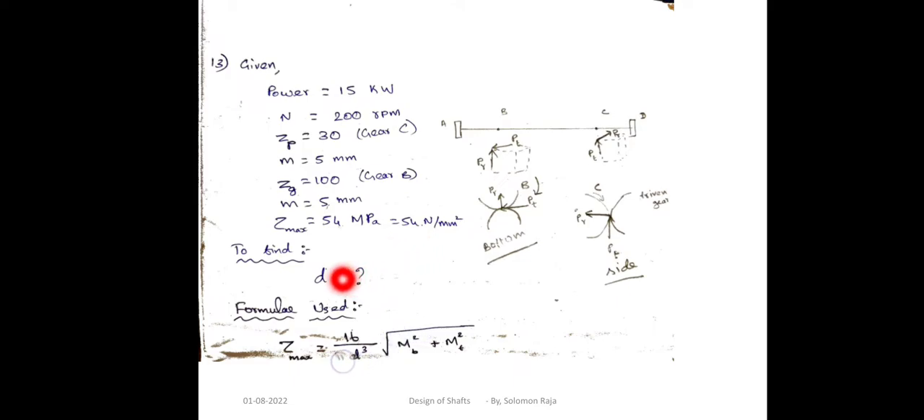What do we have to find? We have to find the diameter of the shaft. They didn't tell us to use the ASME method, and they also didn't tell us to use a rigidity based method. So we use the normal formula to find the diameter: tau max equals 16 divided by pi d cube into root of Mb square plus Mt square. In the question they gave the tau max value, but we don't know the Mb and Mt values. Let us find those values first. First, let us find the Mt value, because they gave the power, so we can easily find the Mt value.